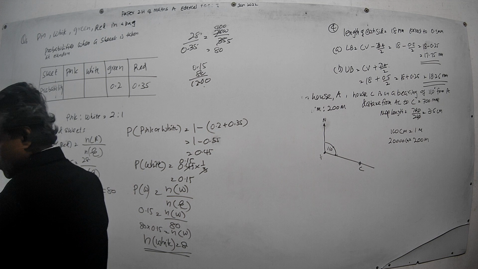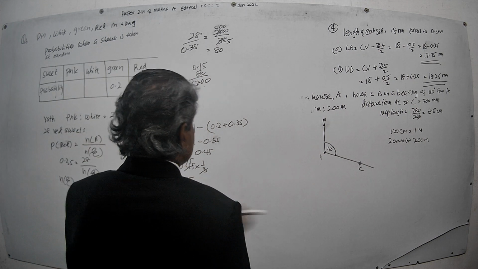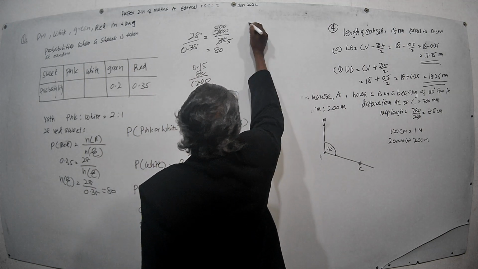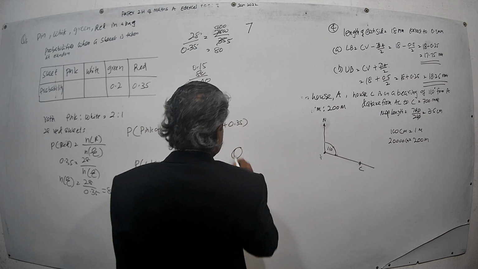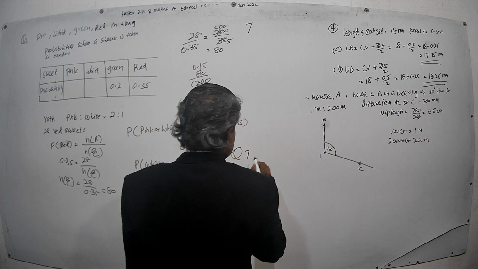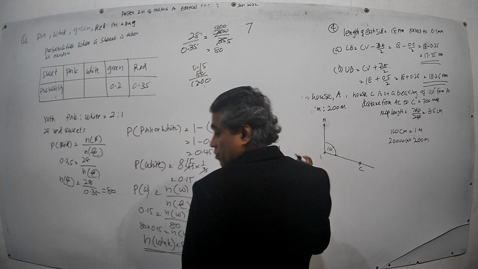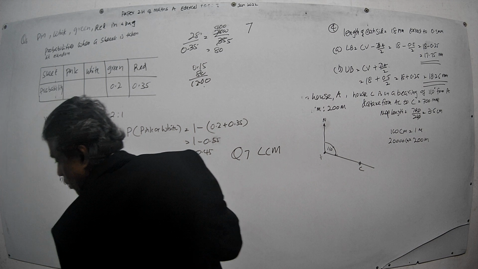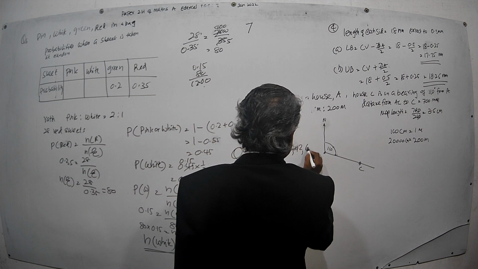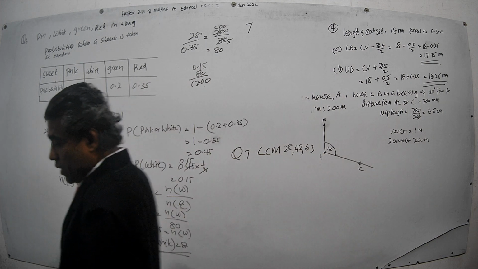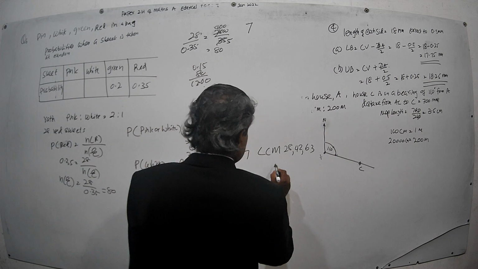They say find the lowest common multiple of 28, 42, 63. Question 7. We'll write Q7 here. Then LCM, they ask. LCM of 28, 42, 63. LCM of those three numbers has to be found.